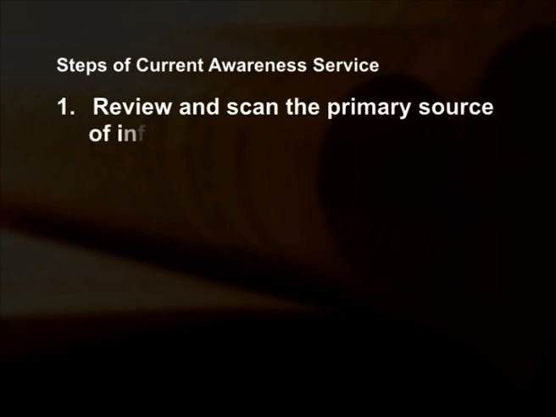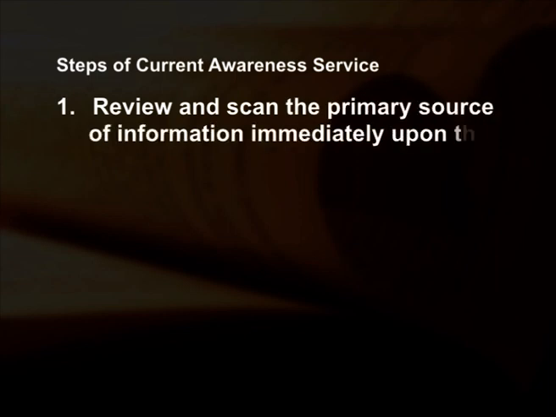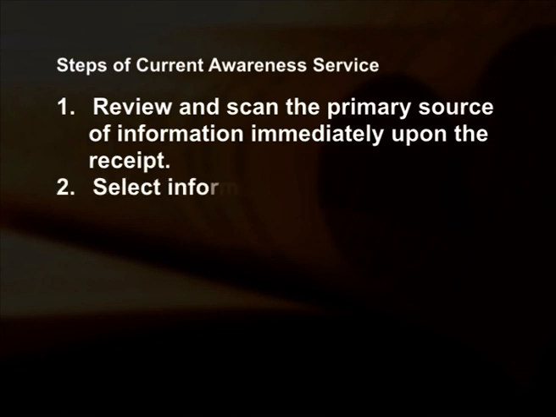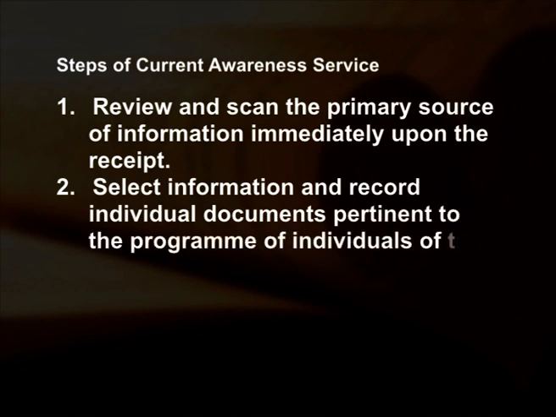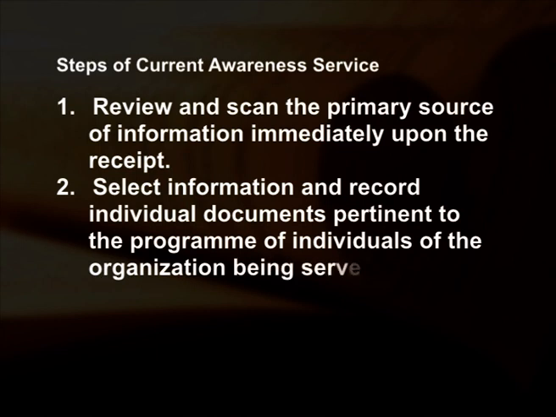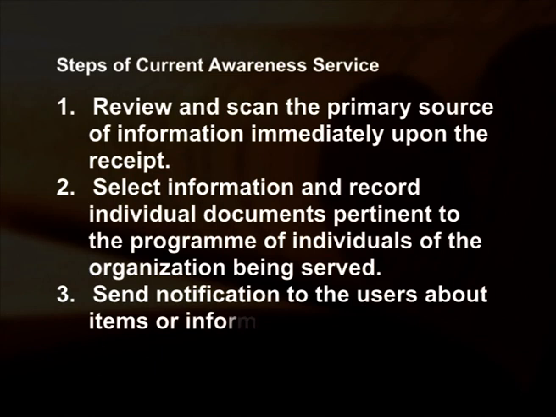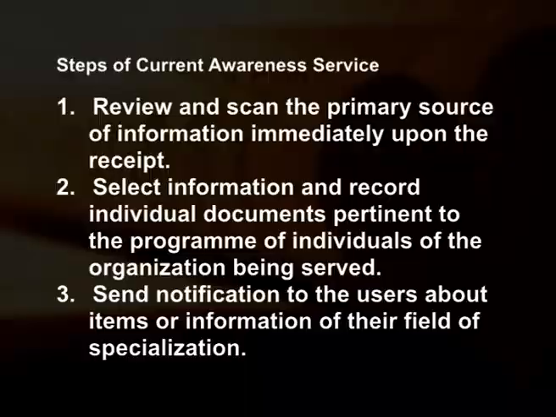Steps of current awareness service. Current awareness service has the following 3 steps. First one, review and scan the primary source of information immediately upon the receipt. Second step, select information and record individual document pertinent to the program of individuals of organization being served. Third step, send notification to the users about items or information of their field of specialization.